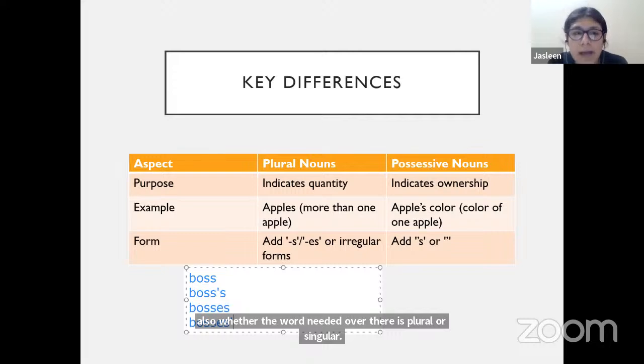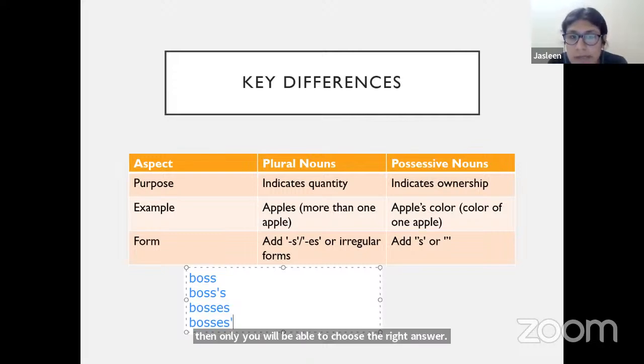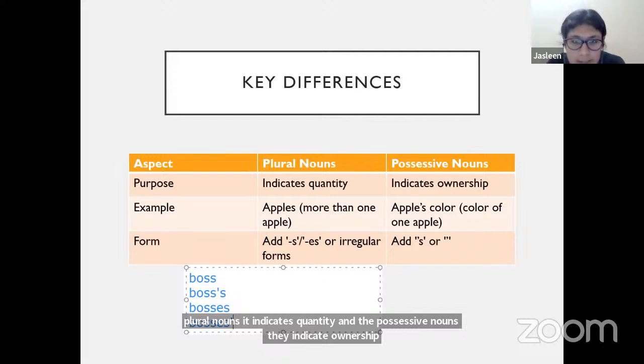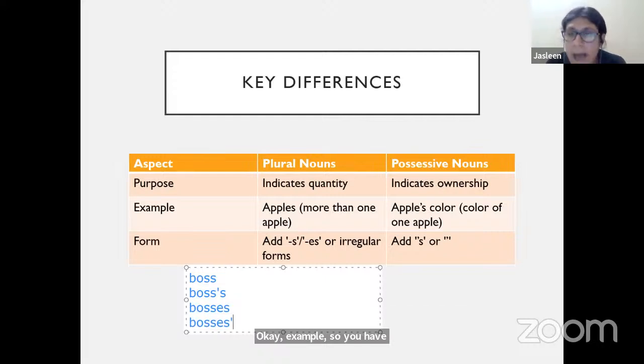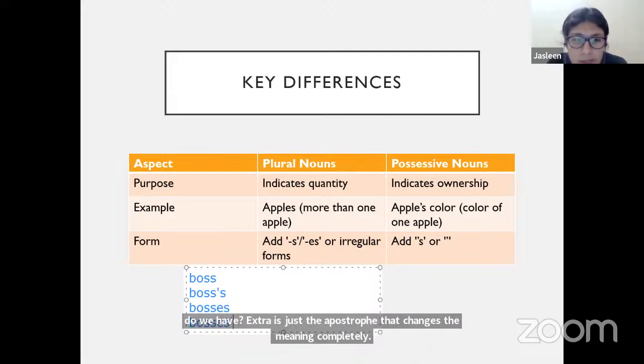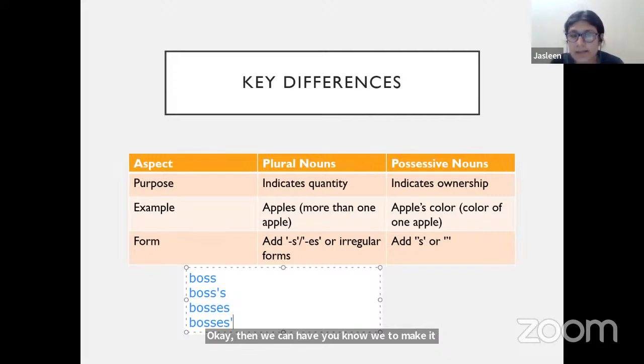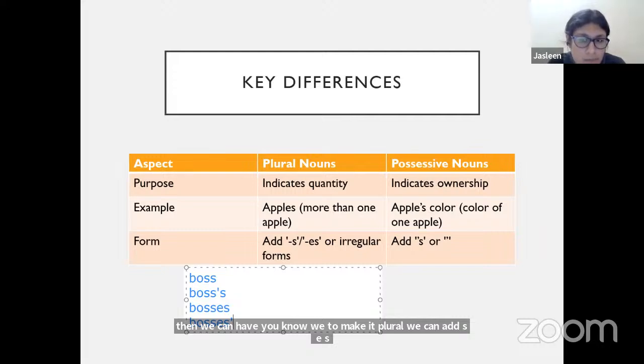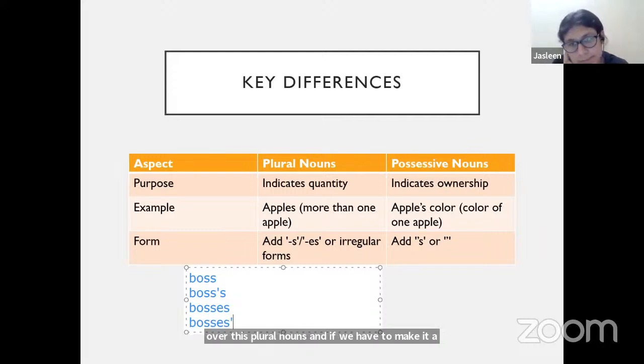Now, if you look at the purpose, plural nouns indicate quantity, and possessive nouns indicate ownership. Okay, example: you have apples, more than one, and apple's color. See, apples and apple's, again, both of them sound the same. What we have extra is just the apostrophe, which changes the meaning completely. Okay, then to make a noun plural, we can add s or es, and if we have to make it a possessive noun, we can add apostrophe s. Fine.